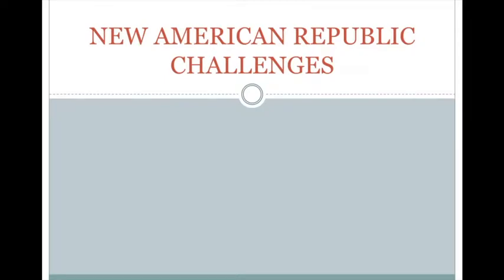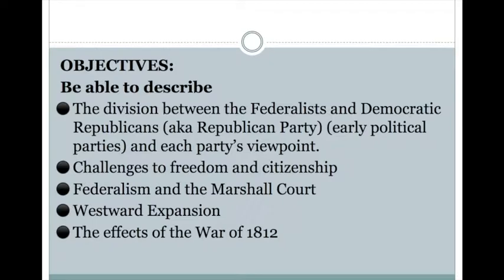After the ratification of the Constitution, there were challenges to the new republic. The objectives for this lecture are: be able to describe the divisions between the Federalists and the Democratic Republicans. They're also sometimes referred to as the Republican Party, but for the purposes of this lecture, I'm going to refer to them as the Democratic Republicans, and each party's viewpoint.